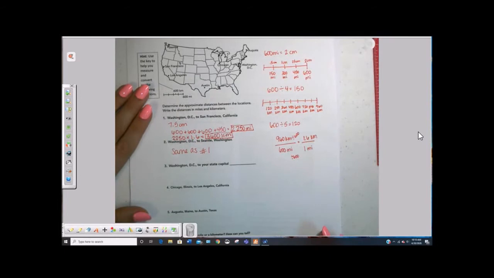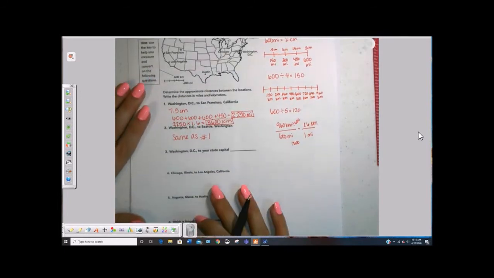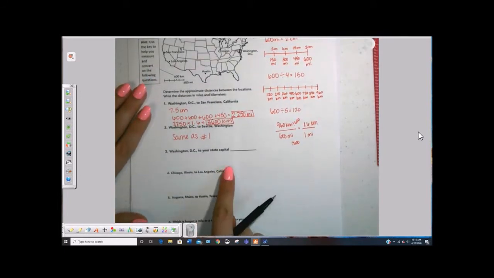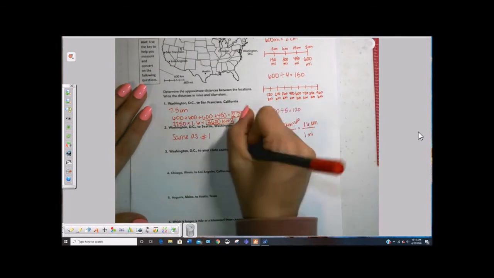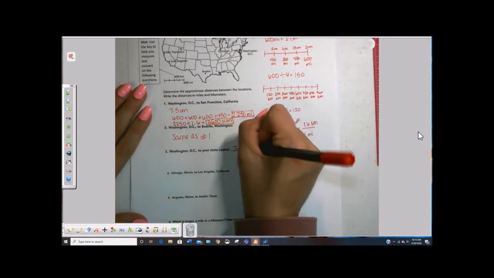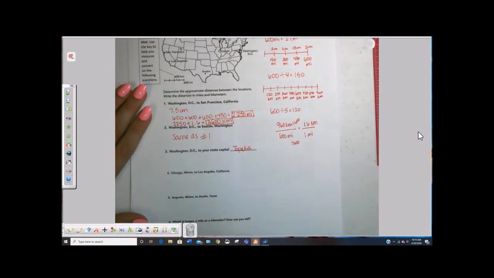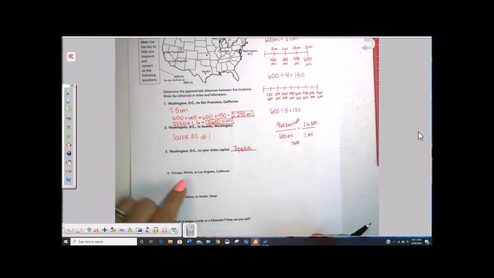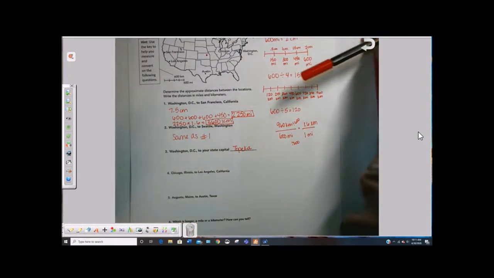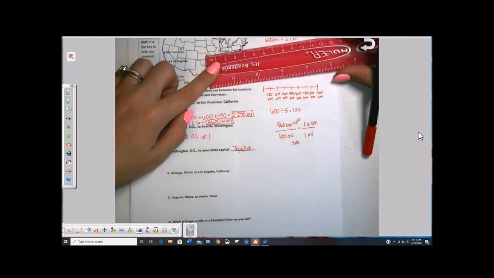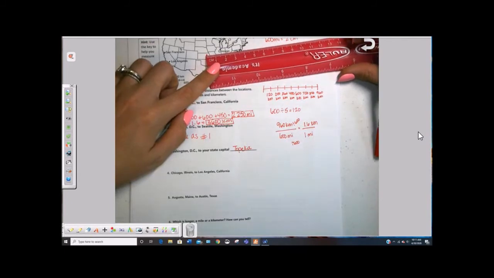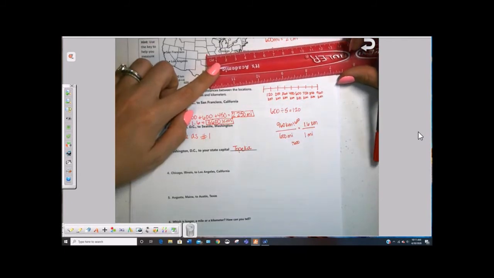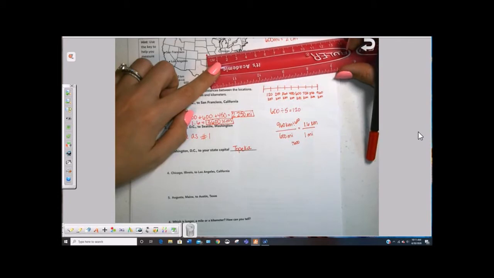Looking at number 3, it says Washington, D.C. to your state capital. Well, our state capital is Topeka. Depending on where you put the point is how much it will measure, so your measurement should be around 3 or 3.5 centimeters. I would take 3 or 3.5 centimeters for this one. I put 3 centimeters for myself, but again, 3.5 would be fine as well.